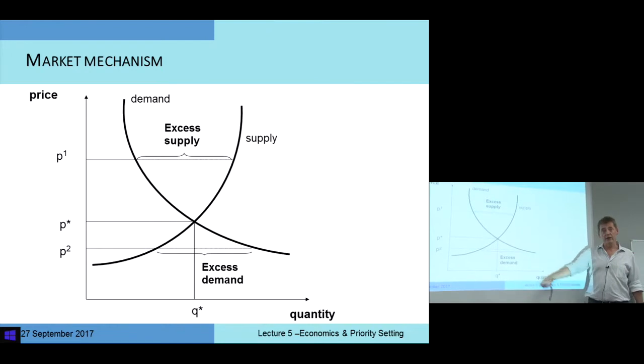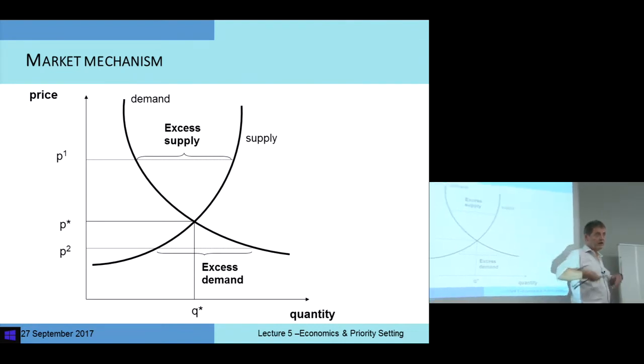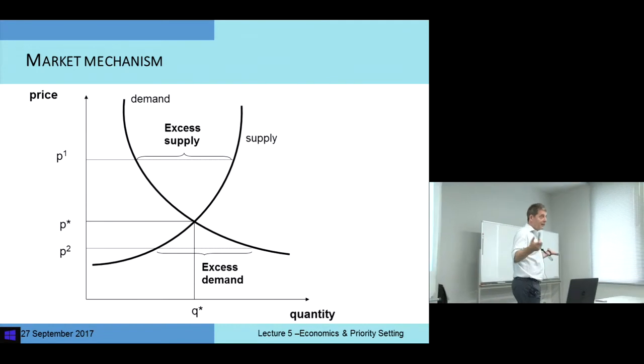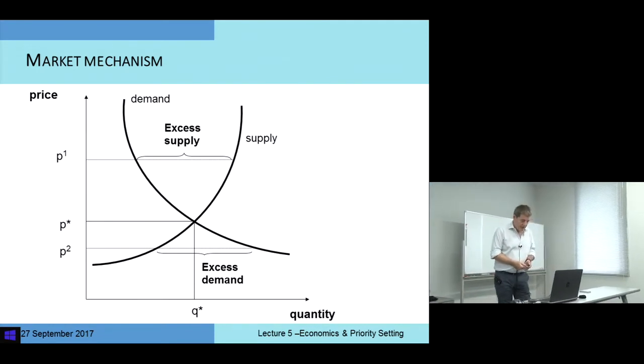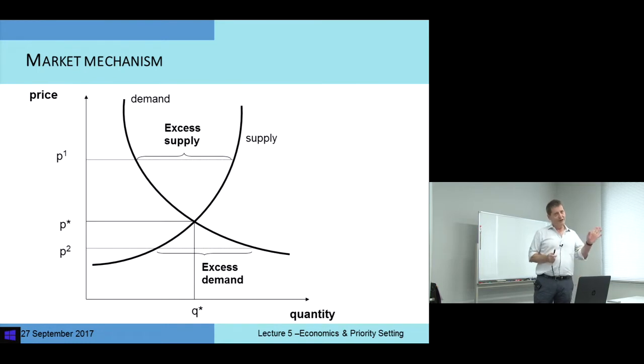Similarly, if the price happened to be P2, with these supply and demand curves, there'd be an excess of demand. This is the queue, the waiting list, perhaps. I wonder if there's a waiting list for the iPhone 8. Might be, I'm not sure. We have waiting lists for kidney transplants, for example. But that's not a great example because we don't tend to use prices to allocate these things.